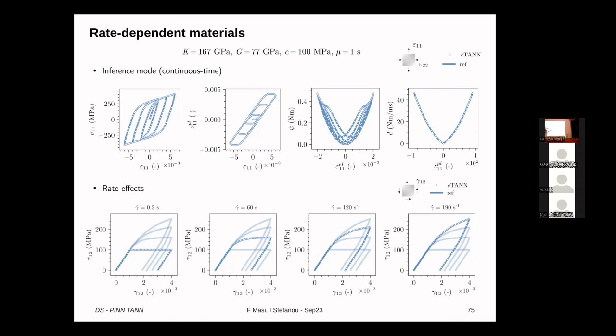We can predict basically everything. A nice thing to mention for the thermodynamics guys in this room is that we see that the dissipation rate is not linear because we are basically rate dependent. That is something that the model, the neural network, finds by itself. The nice thing as well is that we can predict the rate effects. These are basically the same loading path, a simple shear, but with different gamma dots.